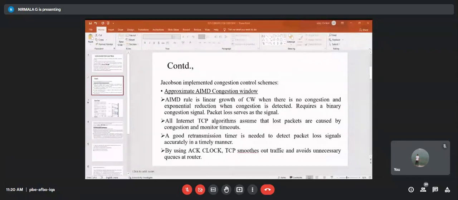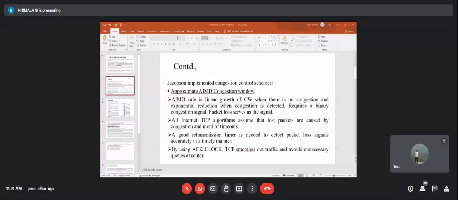So whenever there is a congestion, then there is a multiplicative decrease. Multiplicative decrease means exponentially the congestion window size will be reduced, which indicates that there is a congestion in the network. See here, the AIMD rule is linear growth of congestion window when there is no congestion and exponential reduction when congestion is detected. Okay, so here the congestion window is taken as a parameter in order to check for congestion.